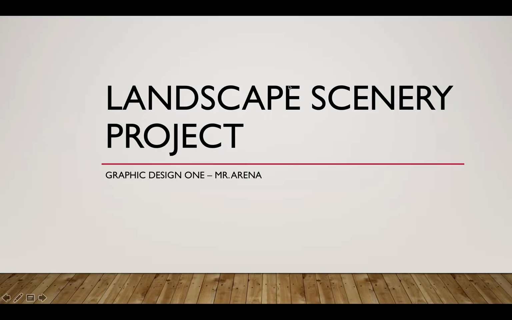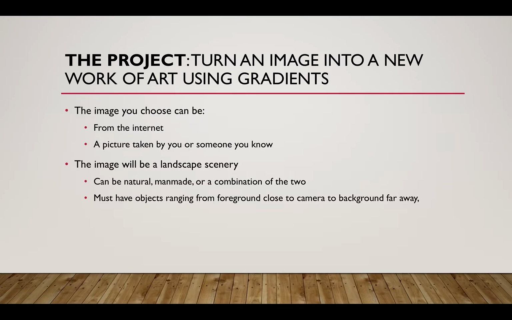In this video, we are going to look at the landscape scenery project for Illustrator. So first thing we've got to do is figure out what image we're going to use for this and look at what this project is. Really, you're going to take some kind of photo, whether it's from the internet or something that you or someone you know took, and turn that into almost a separate piece of art. The way that we'll do this is we're going to eliminate some parts and add some pieces, so it'll still look like the original photo, but a lot of parts of it will change. The image itself is going to be some kind of landscape scenery.